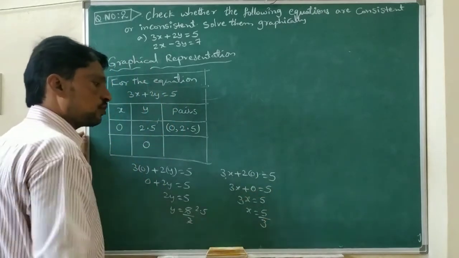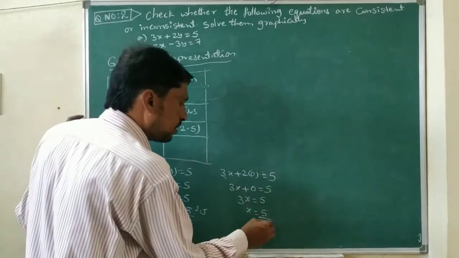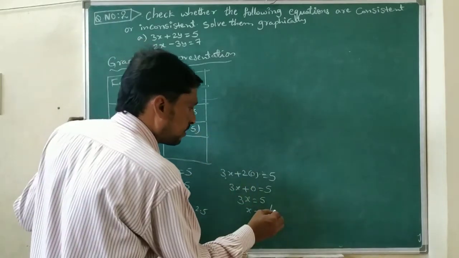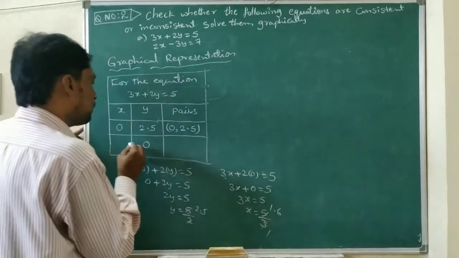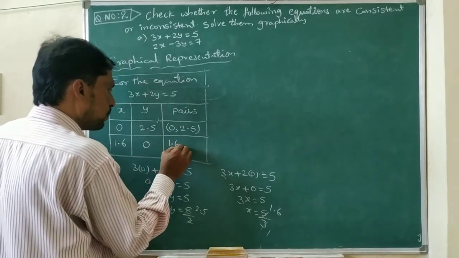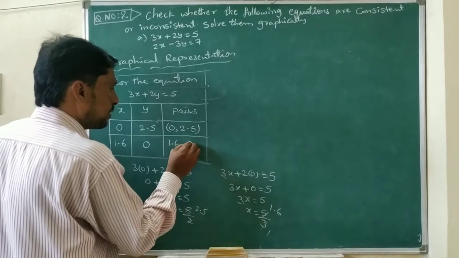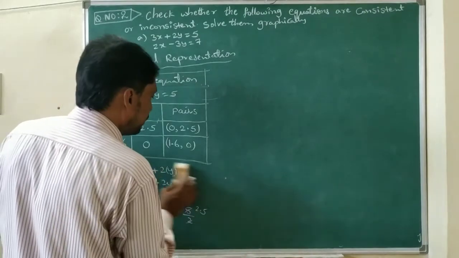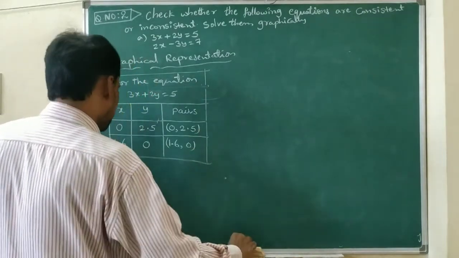This 3 we are transposing to right, so we are getting 5 by 3. 3 1s are 3, 2 remained, 3 6s are 18, so we are getting 1.6. So the pair becomes 1.6 comma 0. Same like this, we need to take one more equation also.